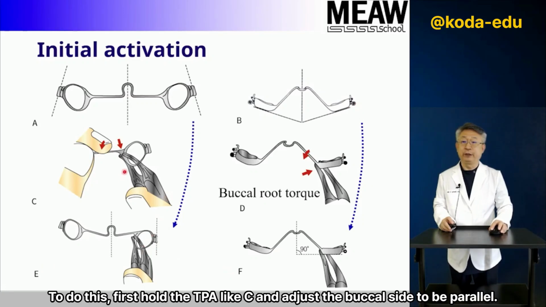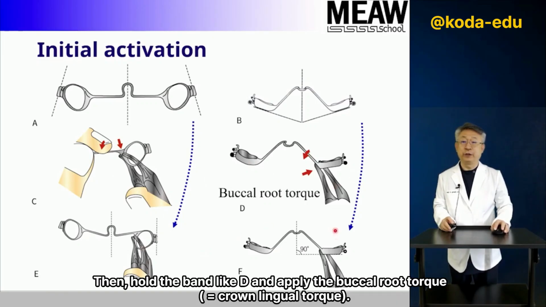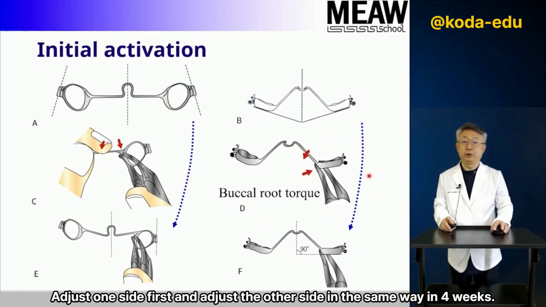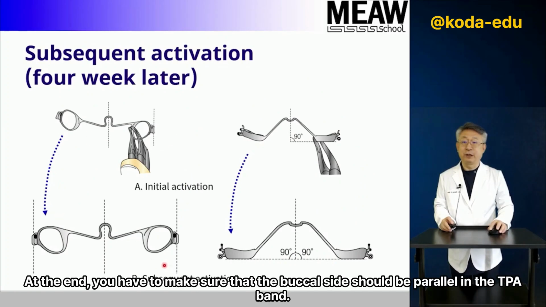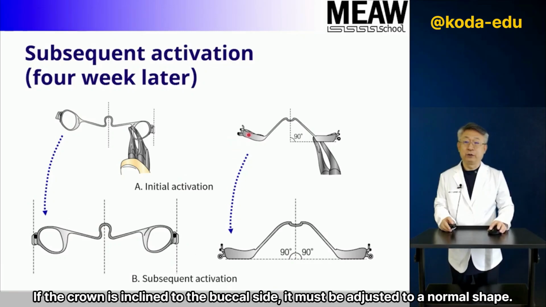To do this, first hold the TPA like this and adjust the buccal side to be parallel. Then, hold the band like D and apply buccal root torque, crown lingual torque. Adjust one side first and adjust the other side in the same way in 4 weeks. At the end, you have to make sure that the buccal sides are parallel in the TPA band. If the crown is inclined to the buccal side, it must be adjusted to a normal shape.